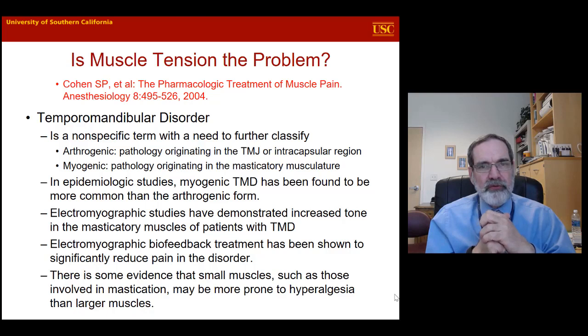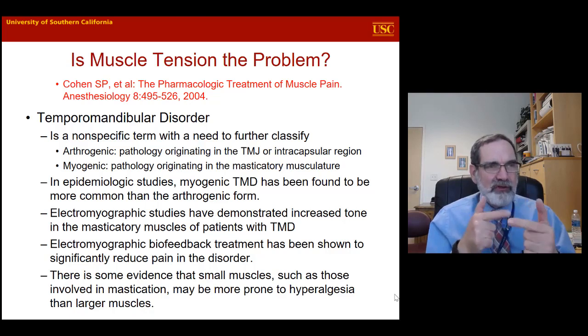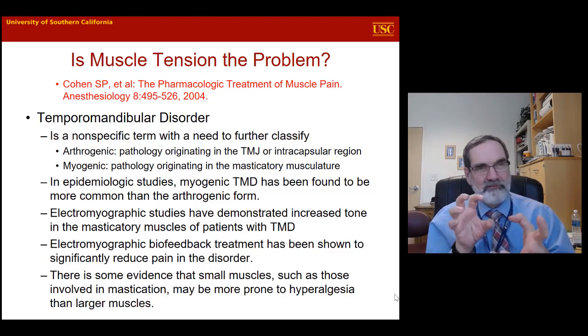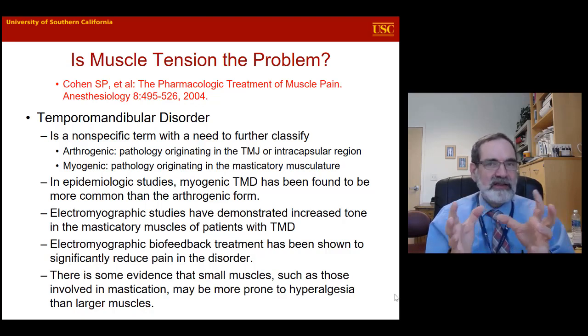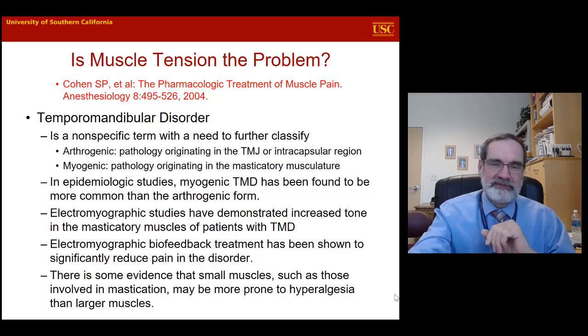So for many patients, muscle is in fact a part of the problem, or the major part of the problem. I can't say it's been shown that the muscle relaxants help these patients, but at least we're trying to target the right thing.